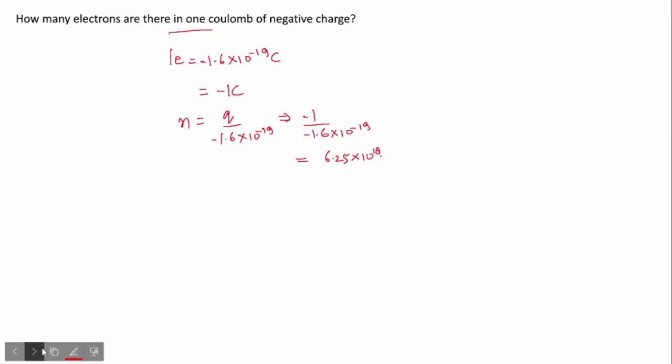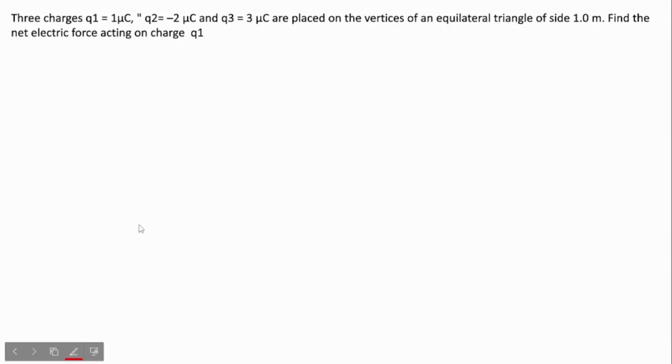Next problem. Three charges Q1, Q2, Q3 are placed on the vertices of an equilateral triangle of side 1 meter. So you have your equilateral triangle like this, and the side length is 1 meter. Charges are placed here: Q1 is 1 microcoulomb, Q2 is -2 microcoulomb, and Q3 is 3 microcoulomb. The question asks us to calculate the net electric force on charge Q1.